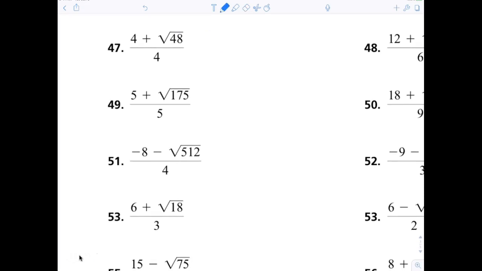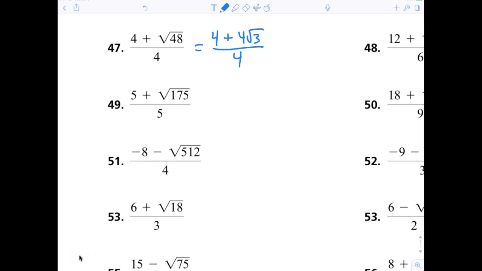Somebody tell me what the square root of 48 is, from 2 days ago. What does that break down to? Not 8. Come on, I told you to remember. 16 and 3. So that's 4 plus 4 radical 3 over 4. If you forgot that, make yourself a note: 48 equals 3 times 16. You can do 4 times 12, but then you're going to have to break it down again.